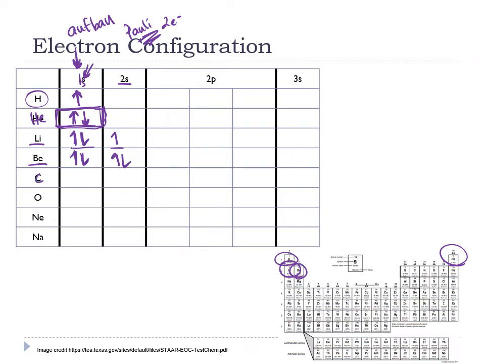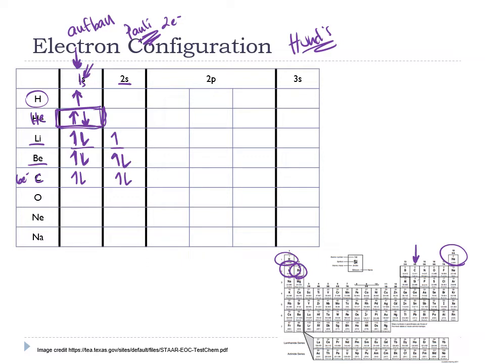Let's do carbon. We're going to skip boron and go all the way to carbon. Carbon has 6 total electrons. 6 electrons in carbon. I'm going to go up, down, there's 1, 2, 3, 4, there's 5, 6. Here's where Hund's rule comes into play. That weird one about you can only put 1 electron in each orbital until everybody has 1, and then you can add the second.